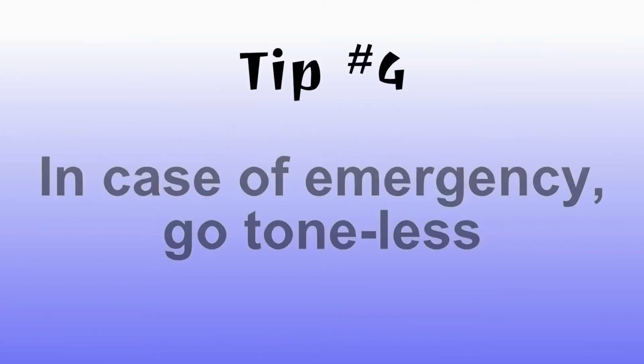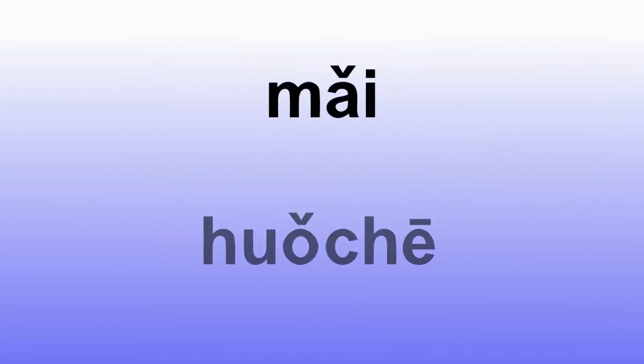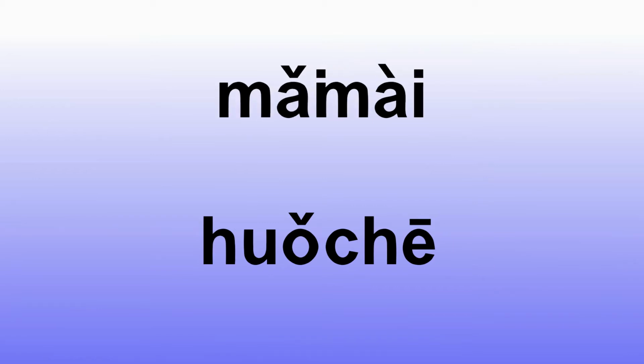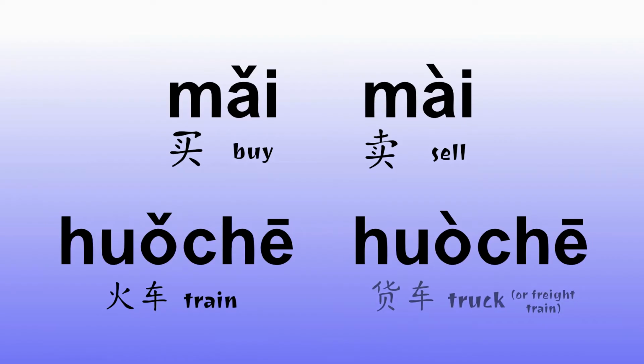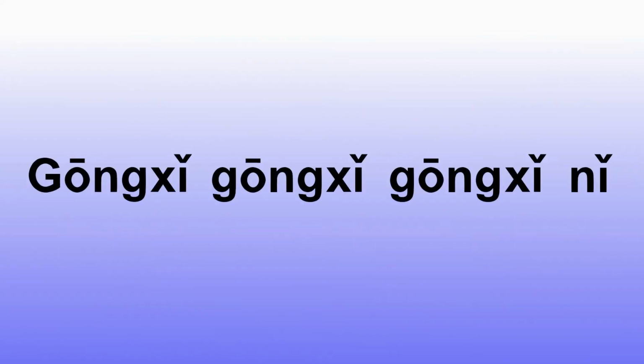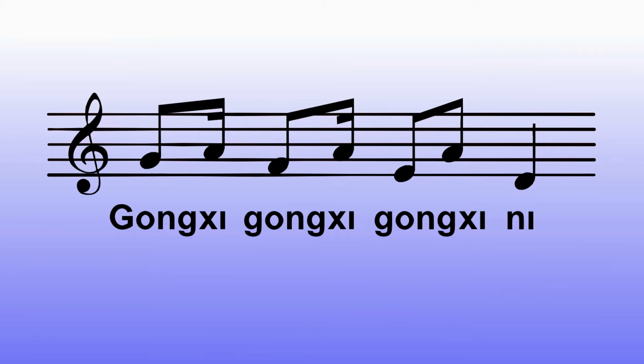Tip 4. In case of emergency, go toneless. There are certain cases where tone is vital. For example, it's the difference between buy and sell, or between train and truck. But it's not always essential. For example, Chinese speakers can understand song lyrics even though they have no tones. The words are all sung in a steady pitch that follows the music.